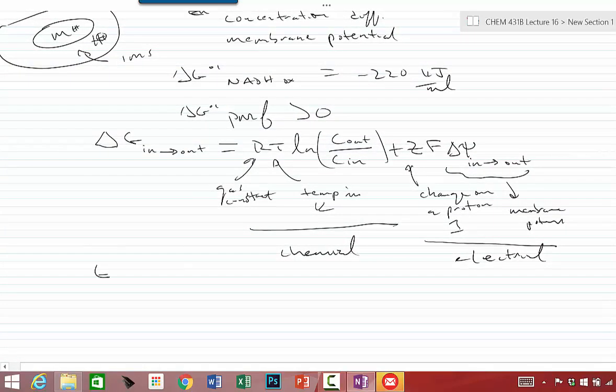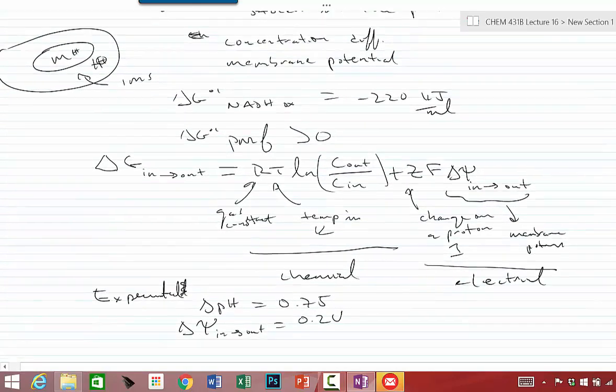Experimental. What have they been able to measure experimentally? Experimentally, they've been able to measure that the pH difference is going to be equal to 0.75, and that the membrane potential going from in to out is going to be equal to 0.2 volts. So they've been able to get that information.